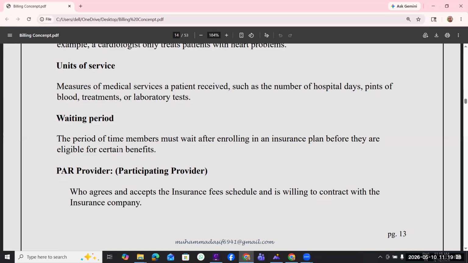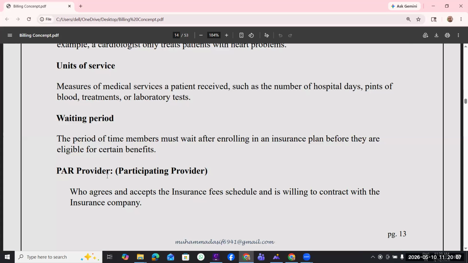Waiting period. The period of time members must wait after enrolling in the insurance plan before they are eligible for a certain benefit. As we discussed, for example, for any pre-existing condition a waiting period is given, like 2 years, 3 years. So for example, one patient has hypertension and the hypertension waiting period is 6 months. So the patient will be responsible for those 6 months if any treatment is taken for hypertension care. So that is called the waiting period. After 6 months, insurance is allowed to pay that. So the waiting period is over.